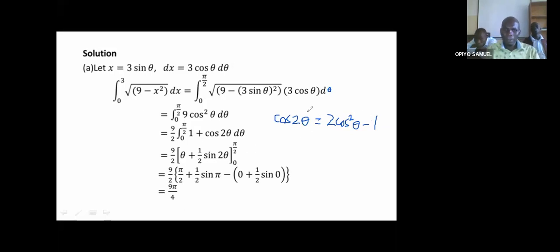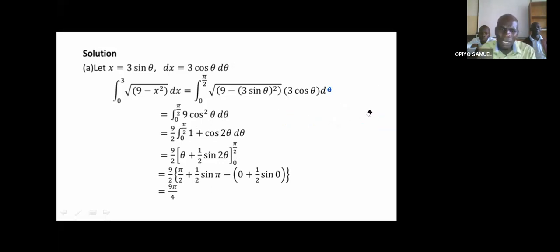When you make cos squared theta the subject, you pull out the constant. Remember, this one will give us square root of 9 is 3. This 3 times this 3 is 9. That's why we have 9. Then there will be a half because we shall divide both sides by 2. So the 2 comes down. Then inside we shall have 1 plus cos 2 theta. And when we integrate this, we get theta. When we integrate cos 2 theta, we are going to get a half sine 2 theta from 0 to pi out of 2. How did that one come about?